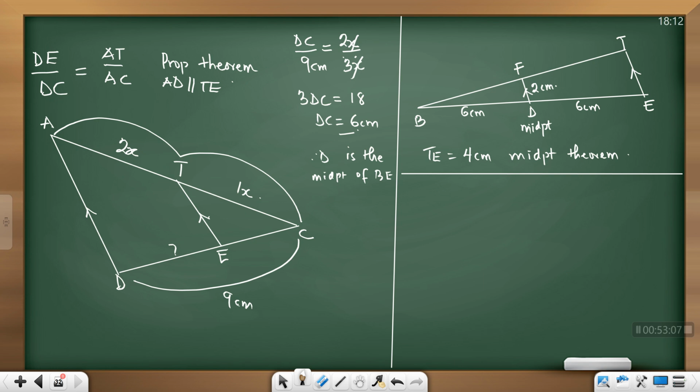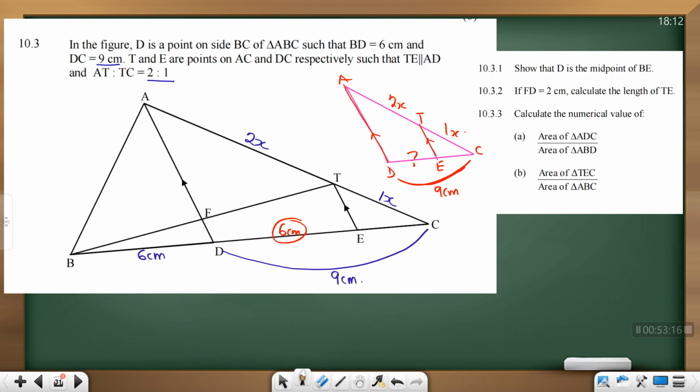Kwesi? So how did you get FB to become 2? It's given. (10.3.2). Can you see the question? Yes, sir. Thank you, sir. If FD is 2, calculate the length of TE.